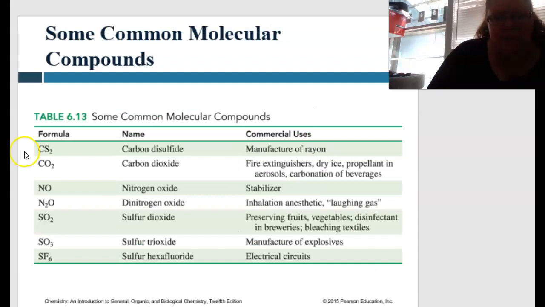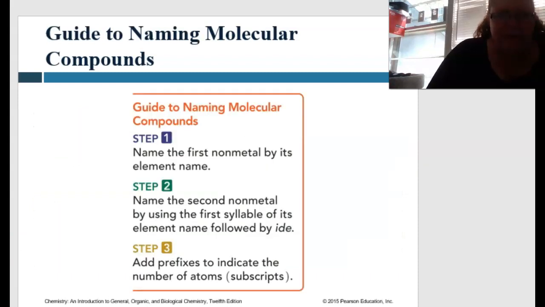So here are some common molecular compounds. CS2 is carbon disulfide, carbon dioxide, nitrogen oxide, dinitrogen oxide, sulfur dioxide, sulfur trioxide, and sulfur hexafluoride. Again, just break it down to those root words, and those will really help. So here's your handy dandy little guide to naming molecular compounds.